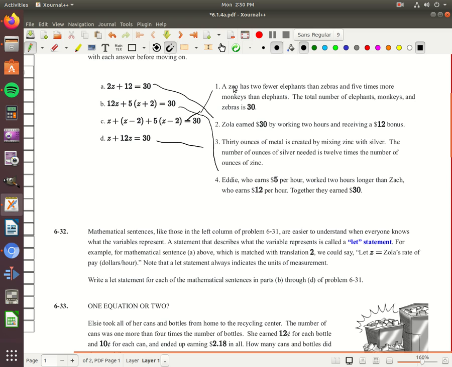If I go to C, a zoo, I think this one is the number of zebras, right? And then we subtract 2 from the number of zebras and we get elephants, and then we multiply the number of elephants by 5 and we get the monkeys. So I think Z was the number of zebras.